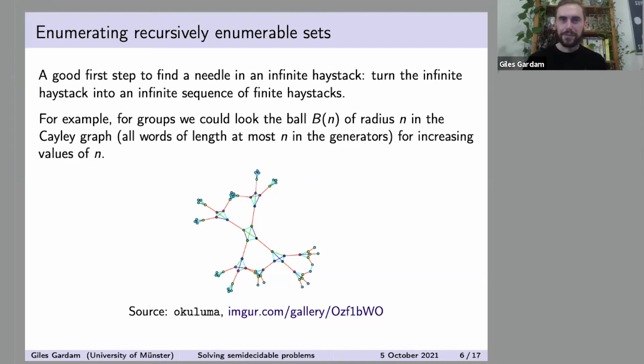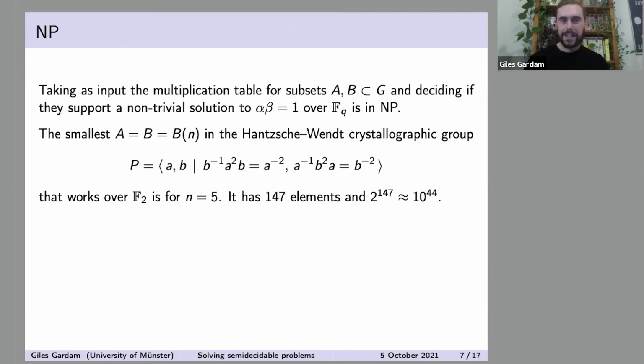So let's abstract away the word problem in the group completely and get a very concrete instance of an NP problem. Namely, let's say I take as input the multiplication table for two finite subsets in the group G, so subsets A and B, and for each pair of an element in A and an element in B, I know what that product is in some normal form, say. And I guess I probably also want to know what the identity element looks like in G. But just with this finite chunk of combinatorial data, I then want to decide, do these sets A and B support a non-trivial solution to alpha beta equals 1 in the group ring over some finite field?